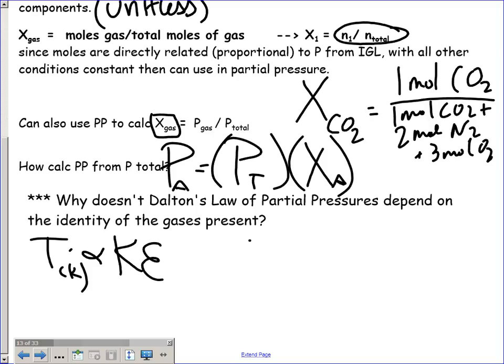So I can have carbon dioxide, which weighs 44 grams per mole, and I could have oxygen, which weighs 32 grams per mole, and technically those collisions are considered equivalent. Hence, the pressure doesn't change, because what's pressure based on? Collisions. So if you got a collision, you got a collision. They're kind of saying all collisions are equal. It doesn't matter who you are.